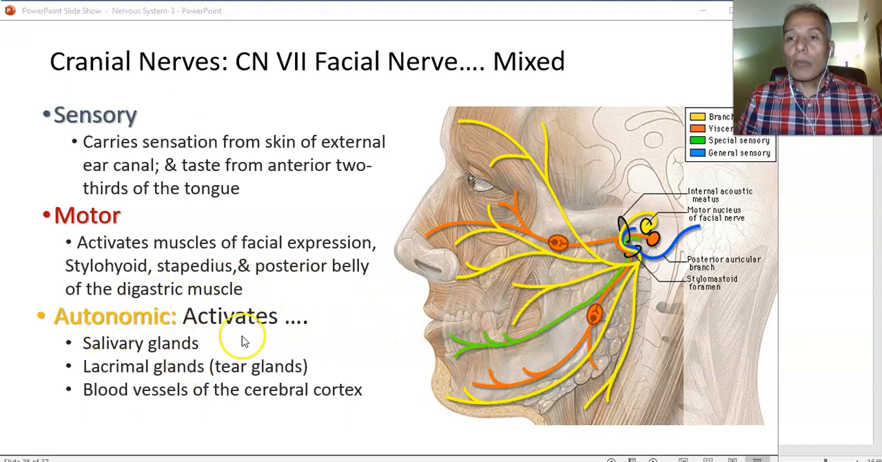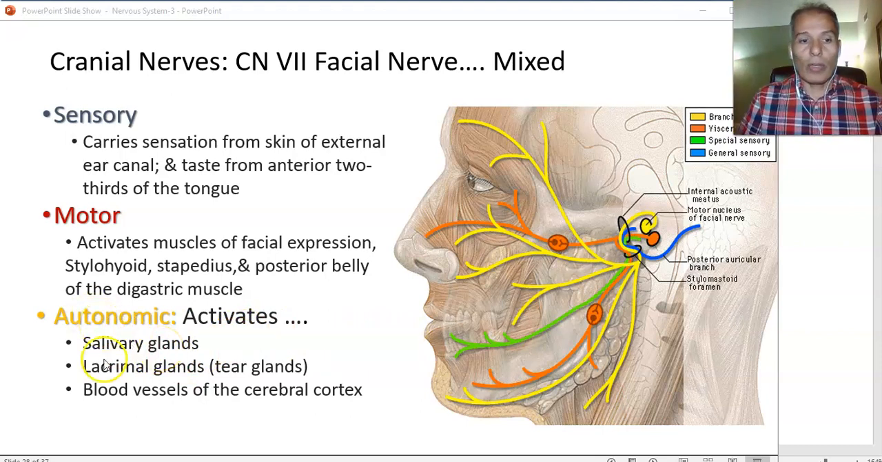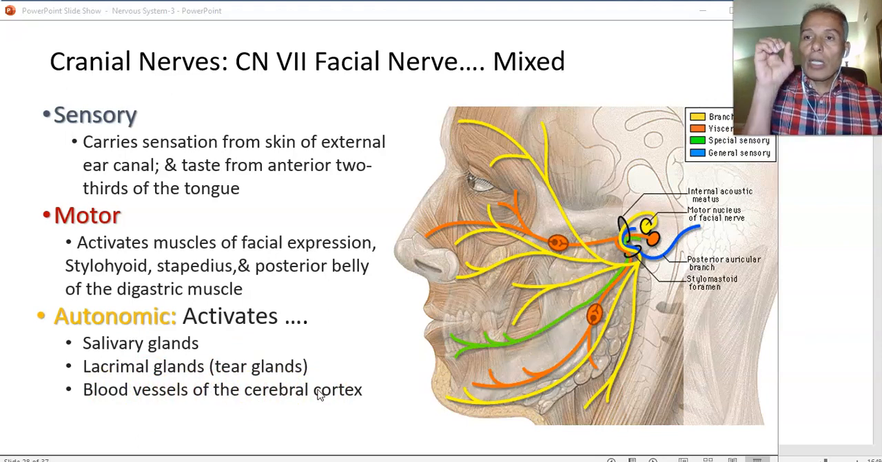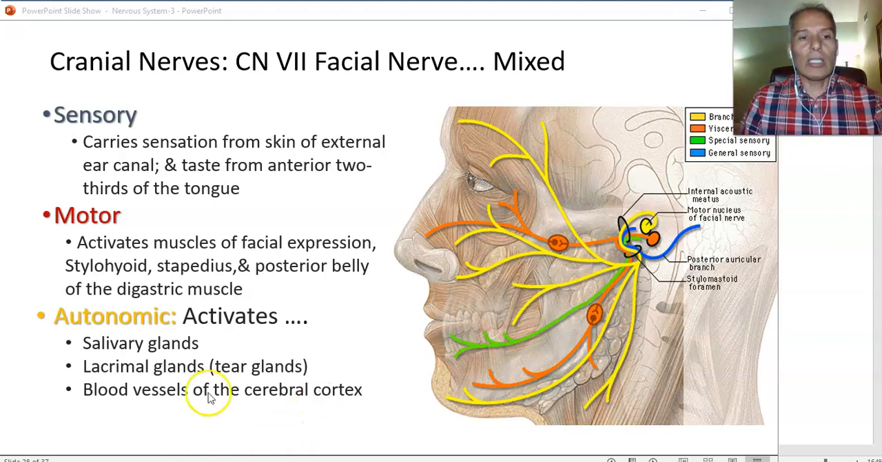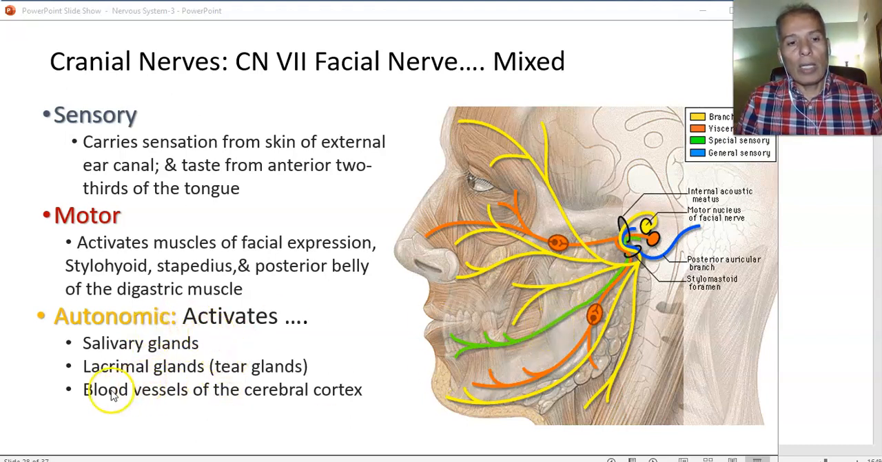The autonomic branch activates the salivary glands. This is autonomic, you have no control over it. The lacrimal glands, tear glands, and the blood vessels of the cerebral cortex. The blood vessels constantly have to dilate and have to constrict. Dilate to reduce pressure, constrict to raise pressure when it is needed. So that branch controls the blood vessels inside of the cerebral cortex.